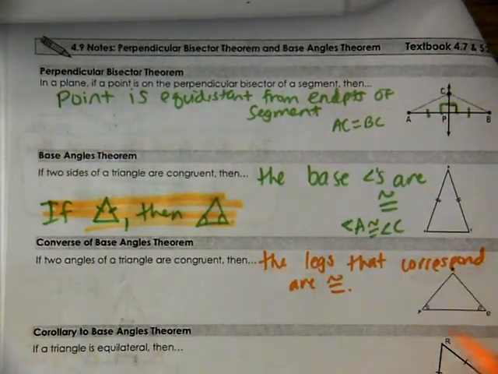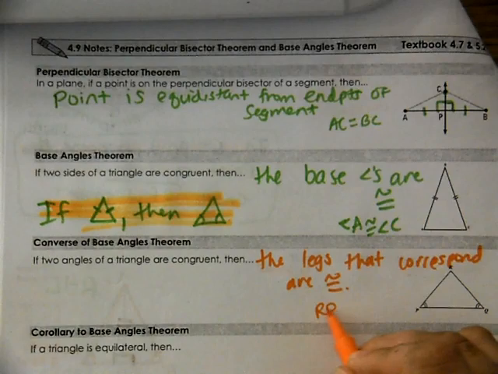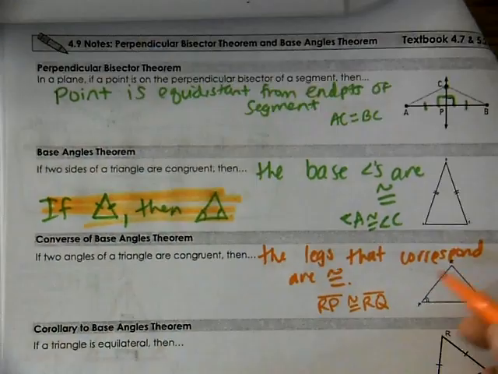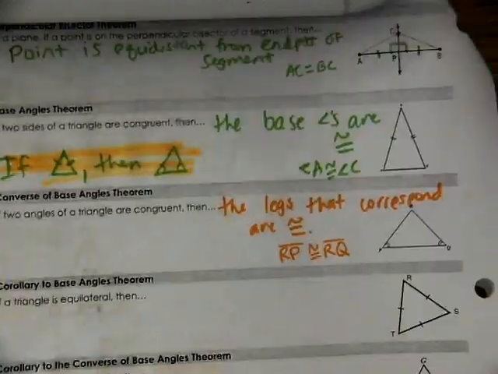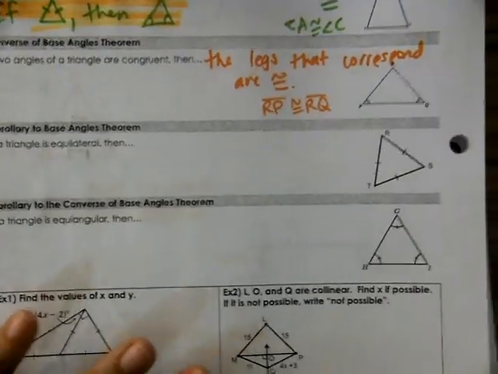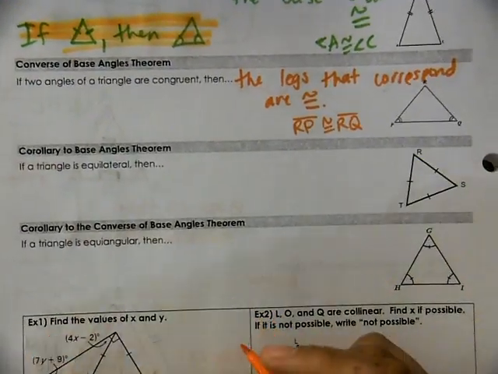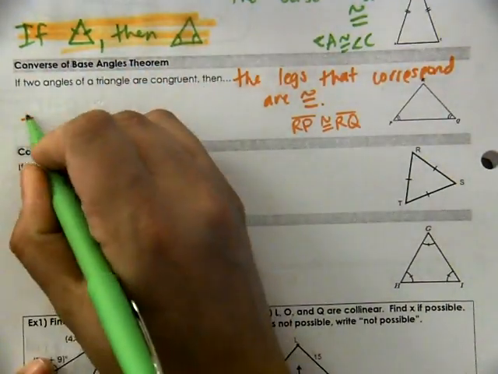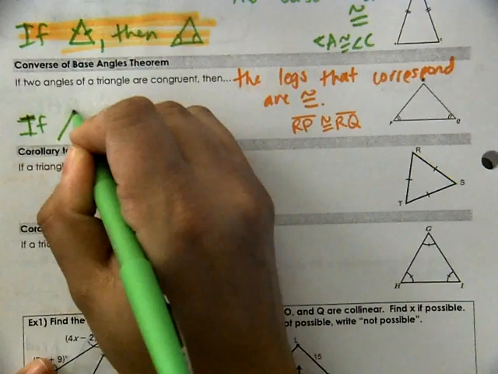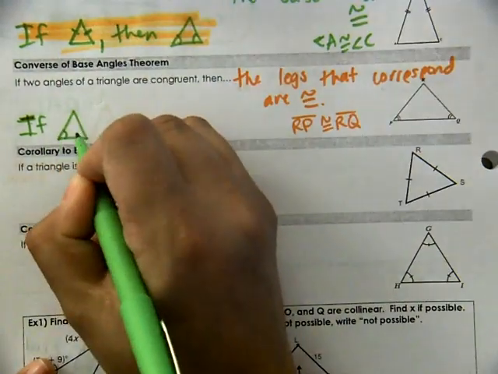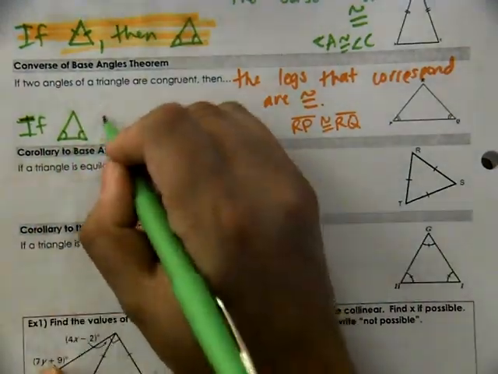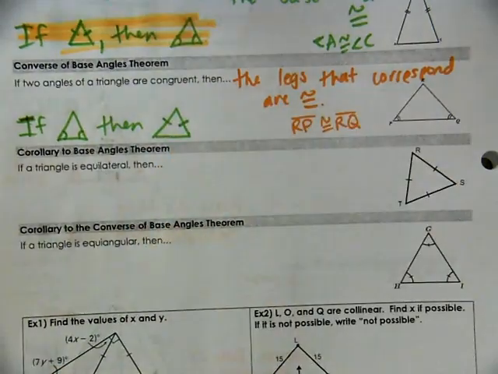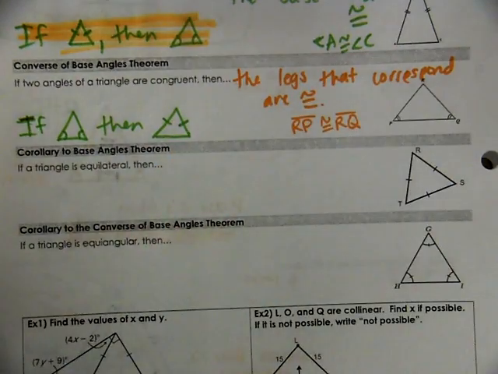And then those two legs, looking at this diagram, would be RP is congruent to RQ. You can tell those would be the two sides right here. And let's go ahead and write down again the theorem here. If, and I'm drawing the triangle with the base angles congruent this time, then the legs that correspond to them would be congruent.